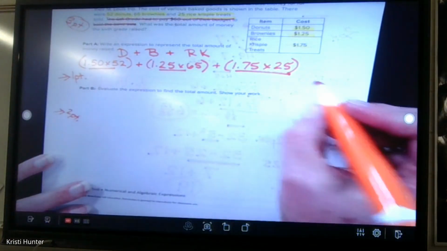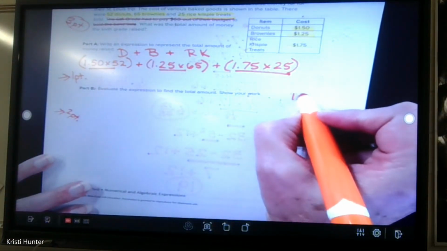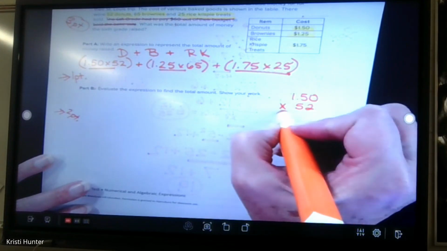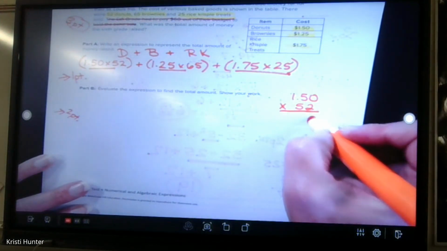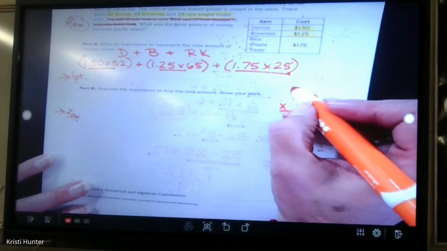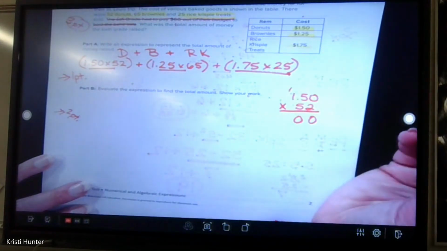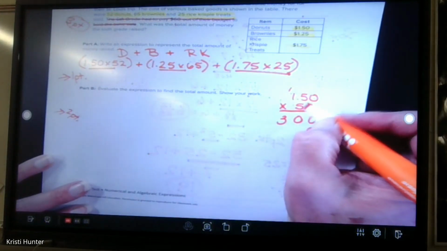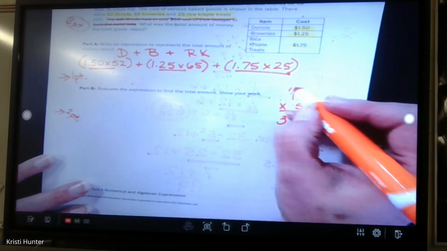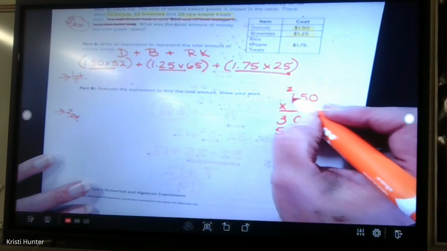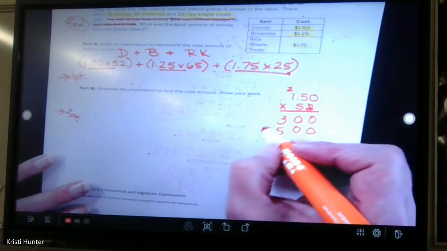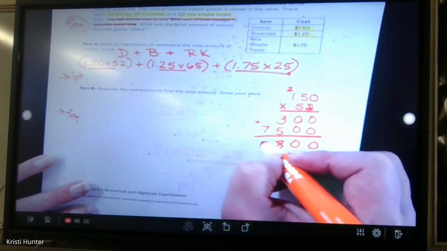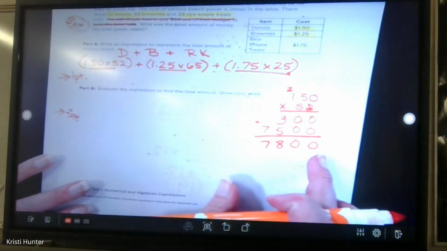So I'm just going to do some work over here. $1.50 times 52. Multiply through by the 2 first. Let's see, that's 10. 2 times 1 is 2, plus 1 is 3. Hold your place value. 5 times 0 is 0. 5 times 5 is 25. 5 times 1 is 5, plus 2 makes 7. When we add all this, we get 7800.